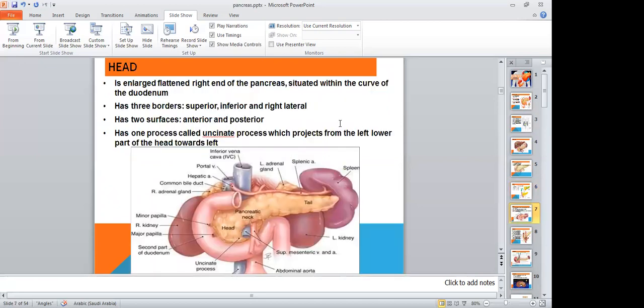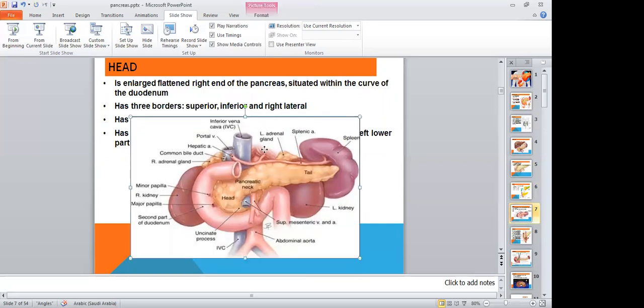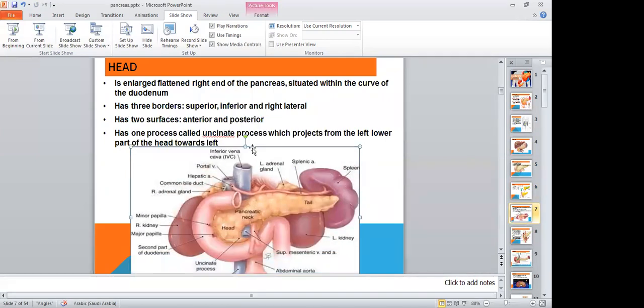Regarding the head, it is a large, flattened right end of the pancreas situated within the curve of the duodenum. It has 3 borders, superior, inferior, and right lateral, and 2 surfaces, anterior and posterior, and has one process called the uncinate process, which projects from the left part of the head towards the left. This is the pancreas, this is the head within the curve of the duodenum, and the inferior portion is the uncinate process.